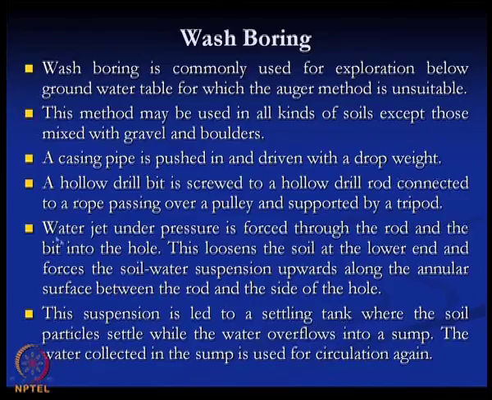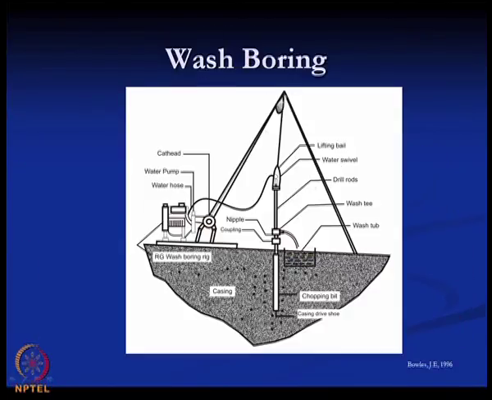Its casing pipe is pushed into the soil and then driven with a drop hammer. The hollow drill bit is screwed into the hollow drill rod connected to a rope passing over a pulley and supported by a tripod. So, this is a typical wash boring arrangement.